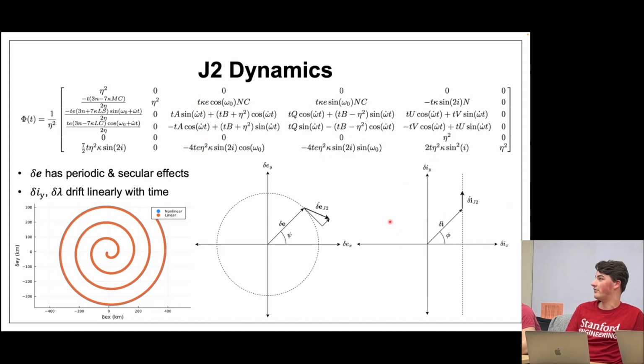And you can see that in this graph right here, where your delta ix is fixed. It does not move under J2, but this will drift either upwards or downwards depending on your ROE choice and the properties of your orbit.